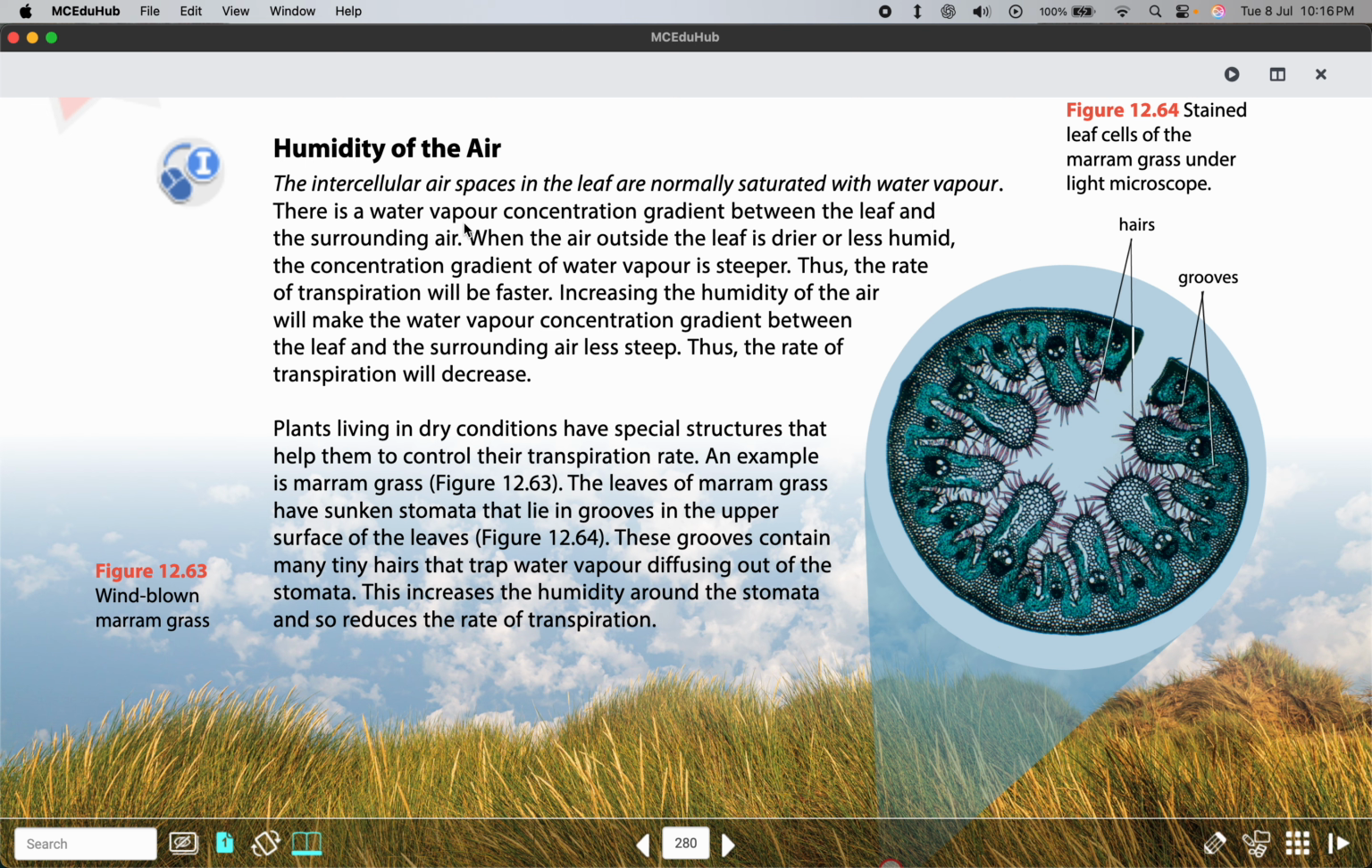So there's a water vapor concentration gradient between the leaf and the surrounding air. When the air outside the leaf is drier or less humid, the concentration gradient of water vapor will become very steep. Thus, the rate of transpiration will be faster. Increasing the humidity of the air will make the water vapor concentration gradient between the leaf and the surrounding air less steep. Thus, the rate of transpiration will decrease. Okay, so when it's outside is too humid, the plant is not able to transpire properly.